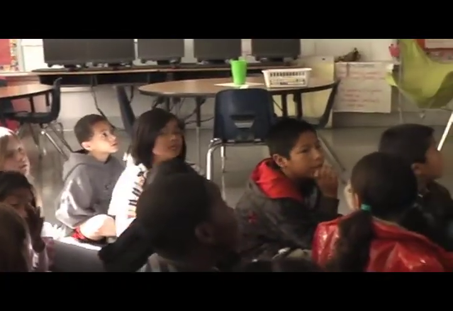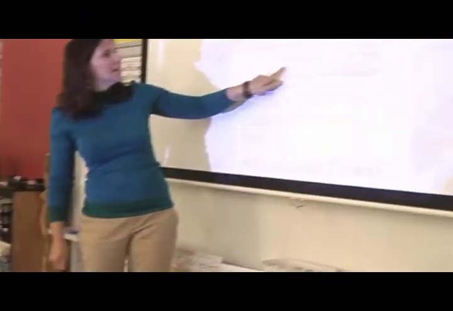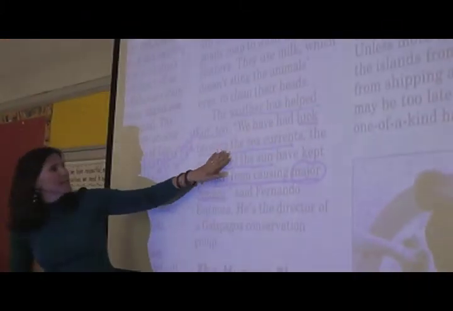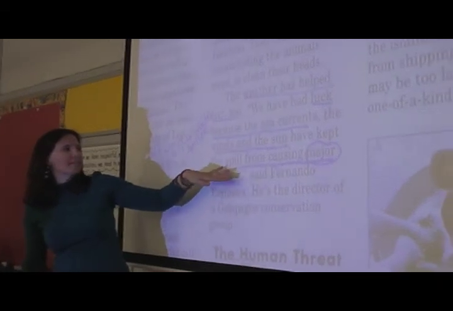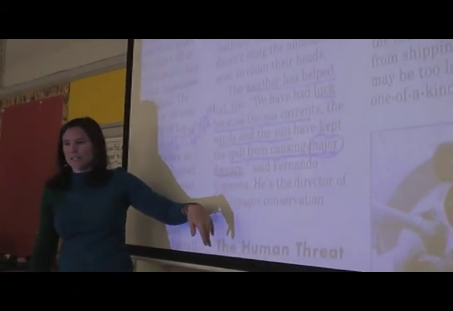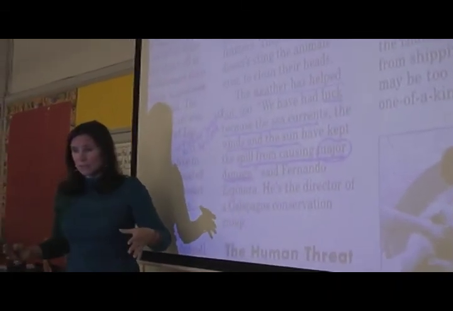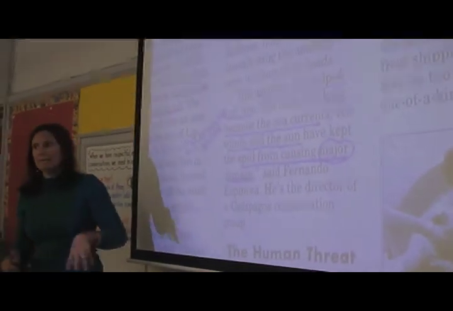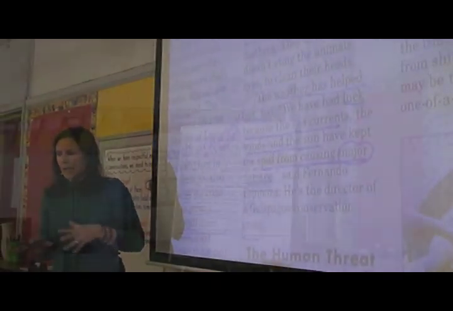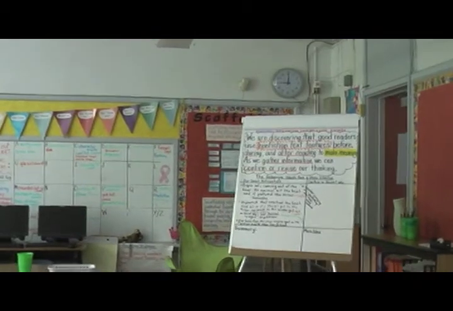What do you think about what Sarah said? I agree. Okay. So you're thinking about that. It says, had luck because the sea currents, the winds, and the sun have kept the spill from causing major damage. So we've had damage, we know that, but have we had major damage? No. And together we've looked at this map, we've figured out where this is taking place.